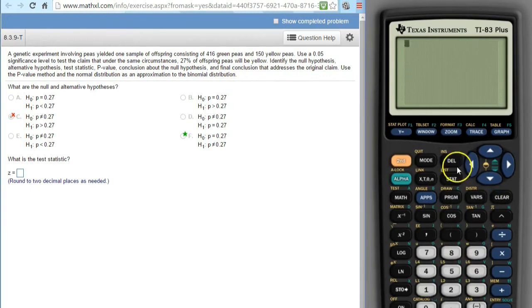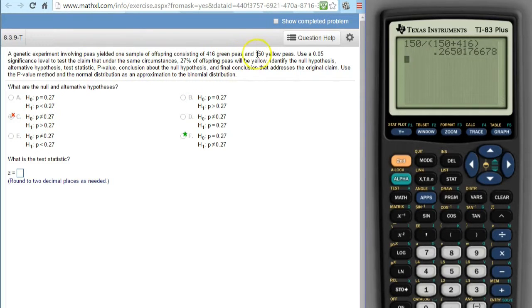So what we're doing here now, this is our sample. 150 are yellow, and if we divide that by the total, which would be 150 plus the 416 together, so they both are in our sample, and we get this number. So the 26.5%, a little bit lower than the 27%, that's the claimed population proportion. So we're going to test, is that feasible? Is this number that we're getting possible? Is it possible to get such a number if this 27% is true?